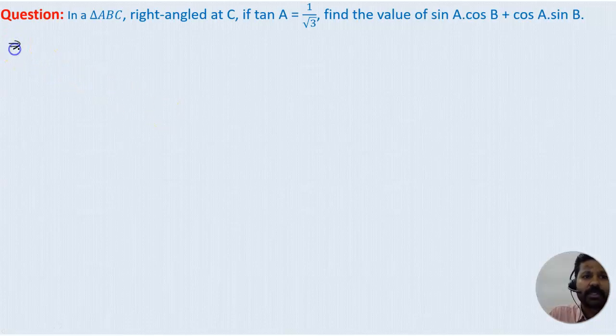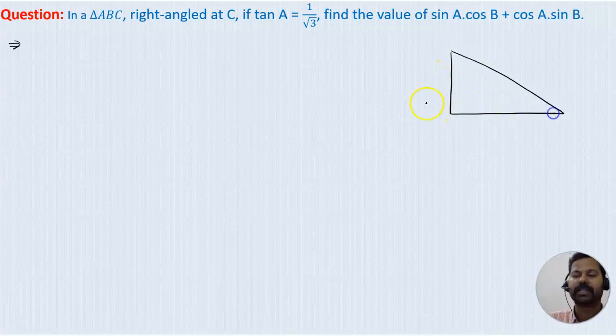In this question it is saying that in a triangle ABC, right angled at C, if tan A is 1 by root 3, then find the value of sin A into cos B plus cos A into sin B. First of all, we'll draw one right angle triangle. It is right angled at C, so this point is C. Now I can take any one as A, any one as B. Here tan A is given as 1 upon root 3.